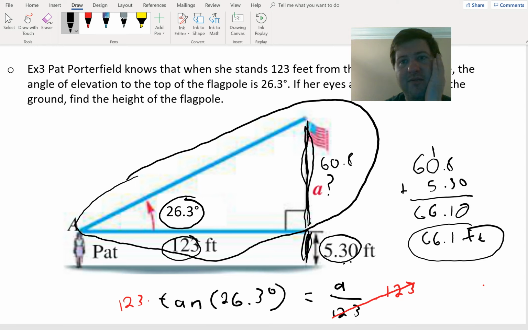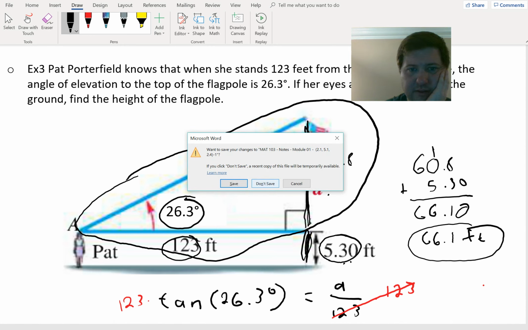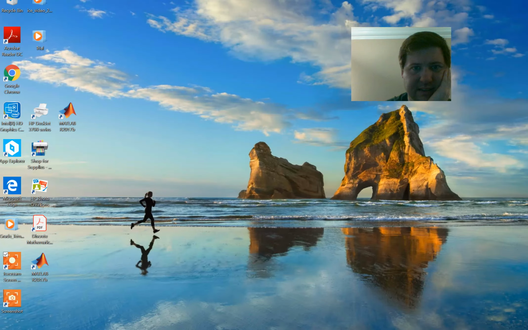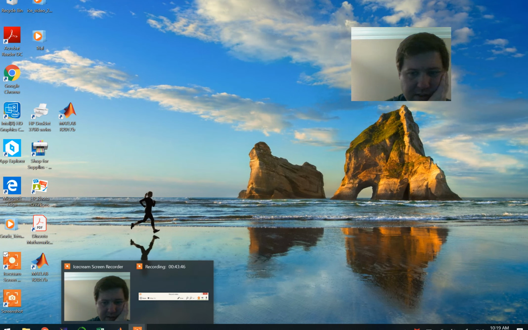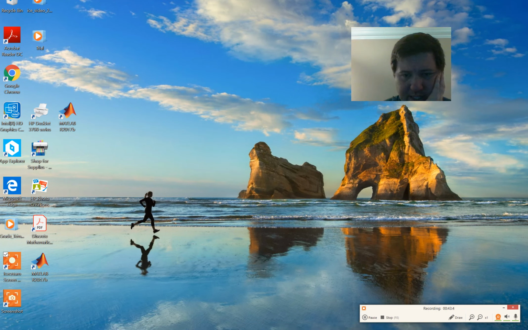Just kidding, you have to sit here and watch me try to figure out how to close this program. Do I want to make changes? Nah. Oh, there's the little bar. Oh, screen recorder. See, like this little toolbar would be nice if it didn't hide it.